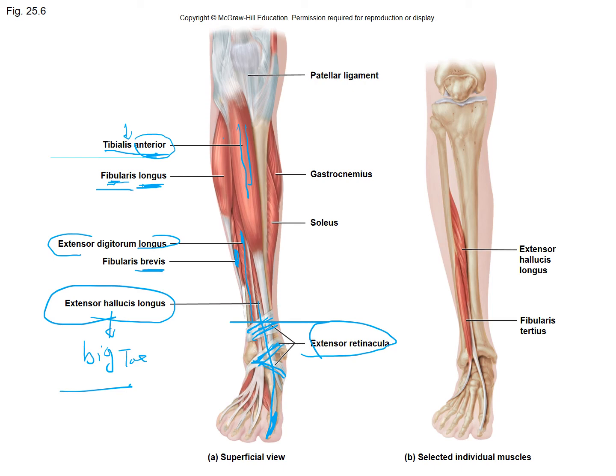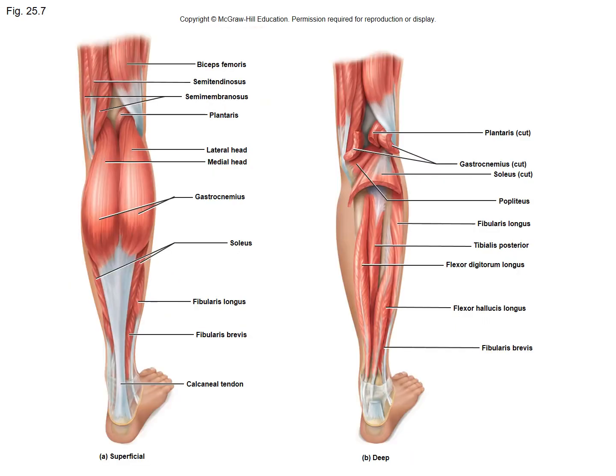Here, this is selected individual muscle here. Will be the extensor hallucis longus and fibularis tertius. Okay, go to the other side. Gastrocnemius and soleus, very important muscle. We're gonna come to this. Okay, from the back, see gastrocnemius, this big bulk, lateral and medial.